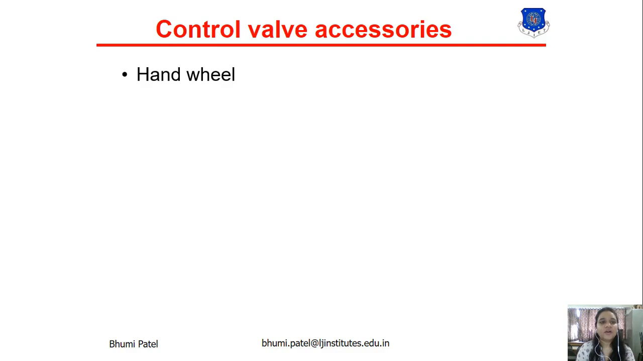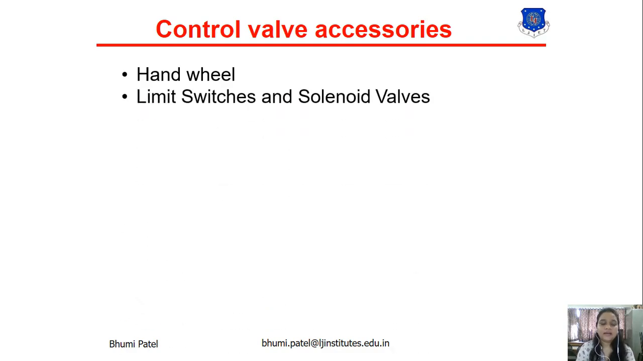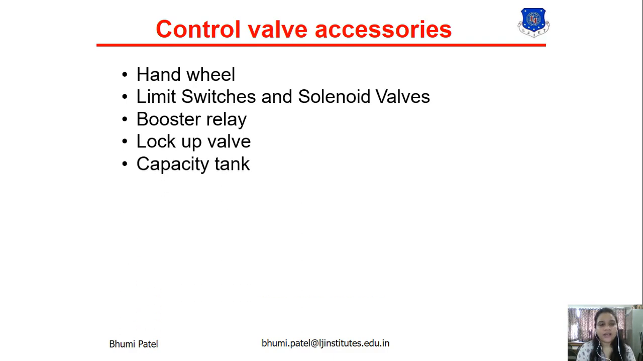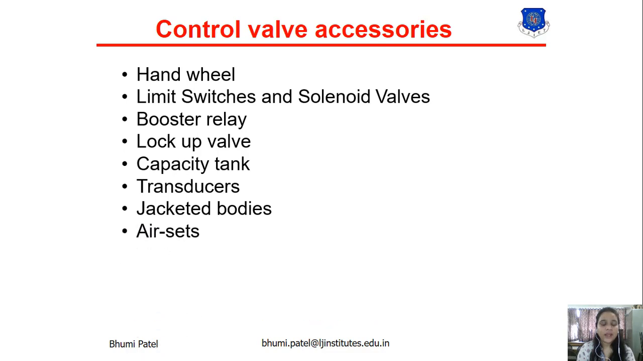First one is the hand wheel. The second one is the limit switch and the solenoid valve. The third one is the booster relay. The fourth one is the lock-up valve. The next one is the capacity tank. Next one is the transducer. Next one is the jacketed bodies. And the last one is the air set. And the next one is the ratio and the reversing relay. So these are the control valve accessories used in the control valve.